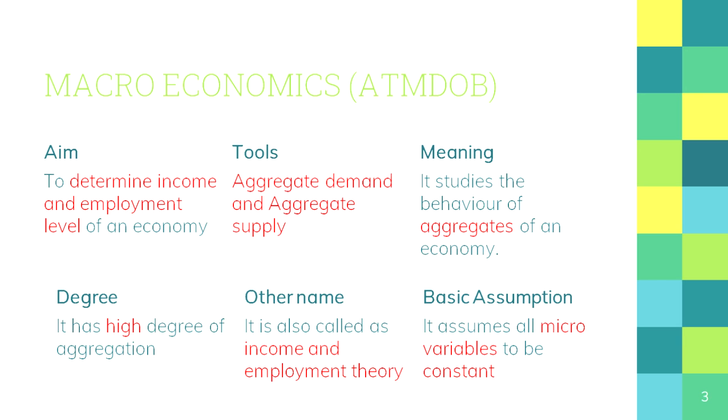Aggregate demand means total demand by all consumers for all commodities. We call it aggregate demand. Aggregate supply means total goods supplied by all producers of all commodities. Then it is termed aggregate supply. So the word aggregate stands for total, meaning it studies the behavior of aggregates of an economy, the totality of an economy.